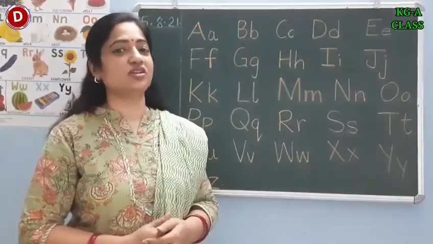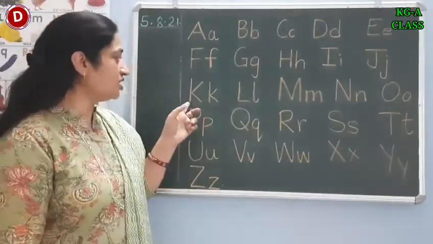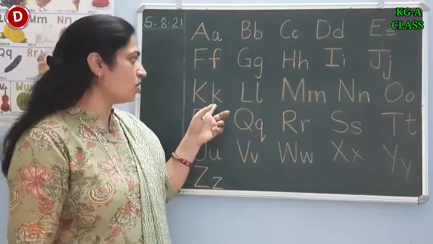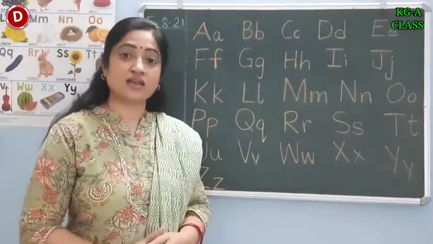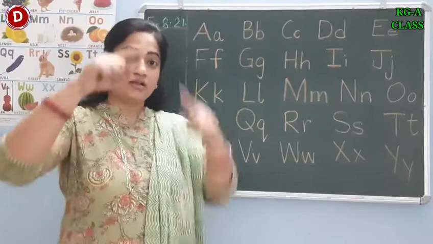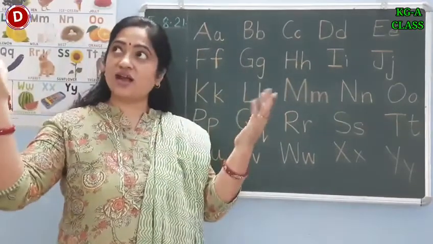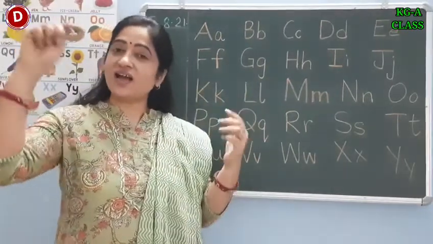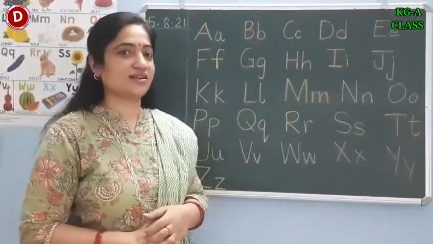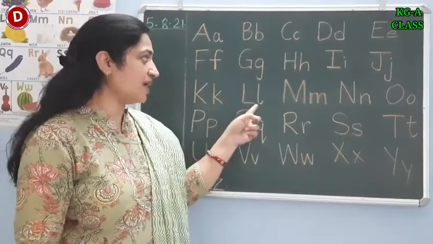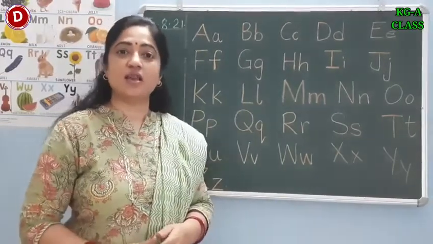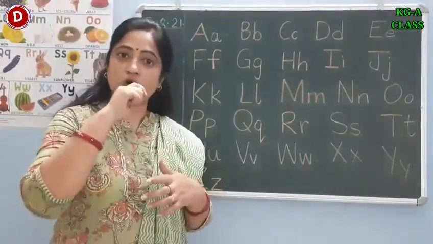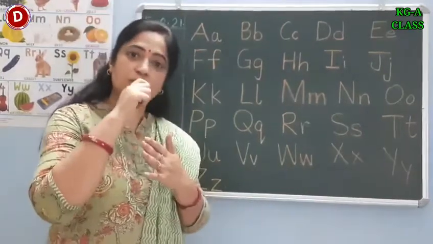J. Children, after J, this is capital K and this is small k. K says k and this is a kicking k. Kites are flying in the sky, k. So K says k. L, capital L and small l. L says l. We lick lollipops.